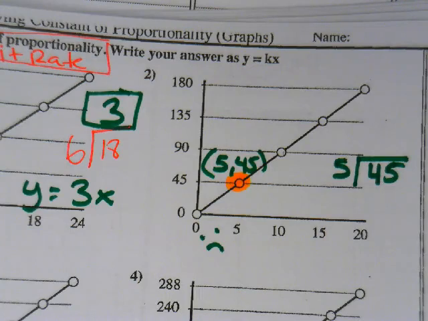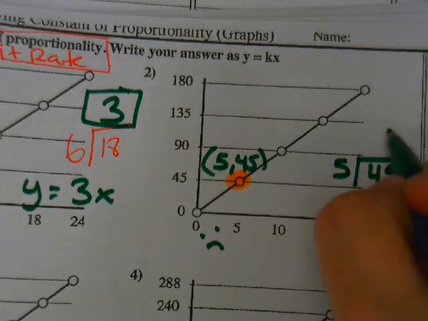Your answers are going to be in the form of an equation. So you find the unit rate. My unit rate is 9.